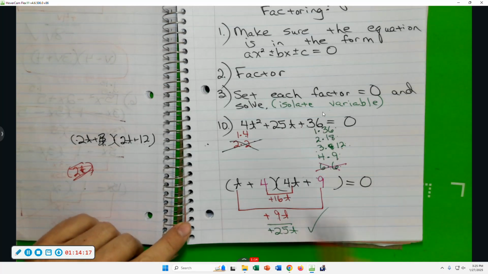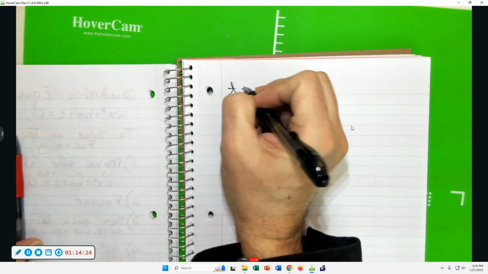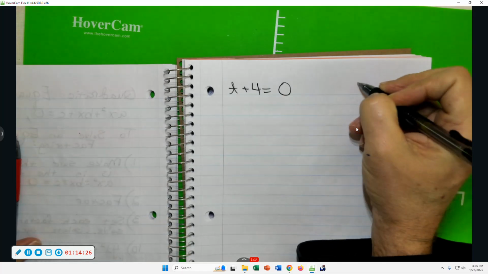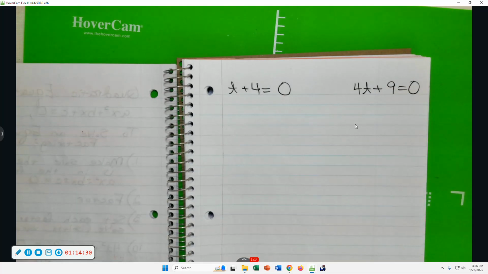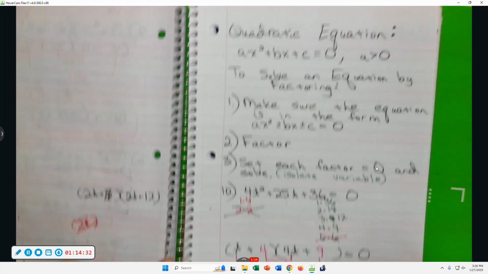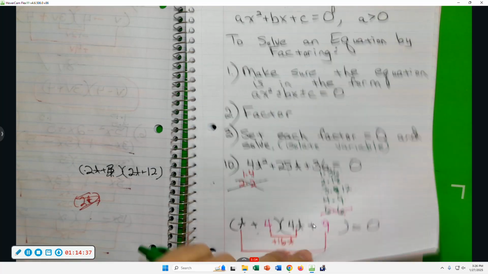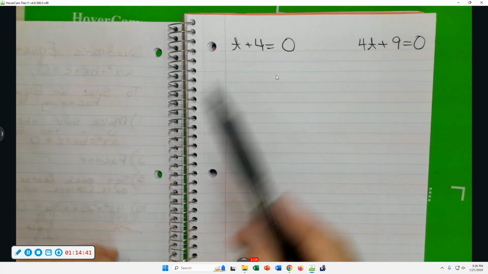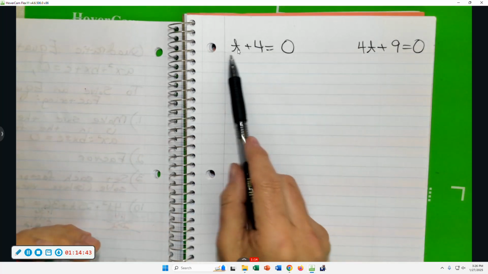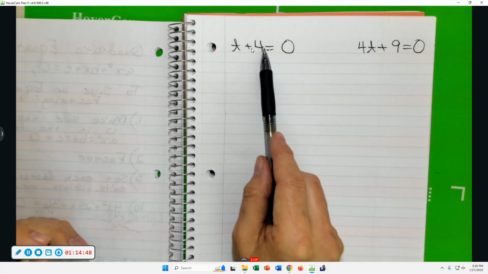So we have to set t plus 4 equal to 0, and 4t plus 9 equals 0. Set t plus 4 and 4t plus 9 equal to 0. We need to now solve for t. On the first one, we have that t there. We need to get rid of that plus 4.